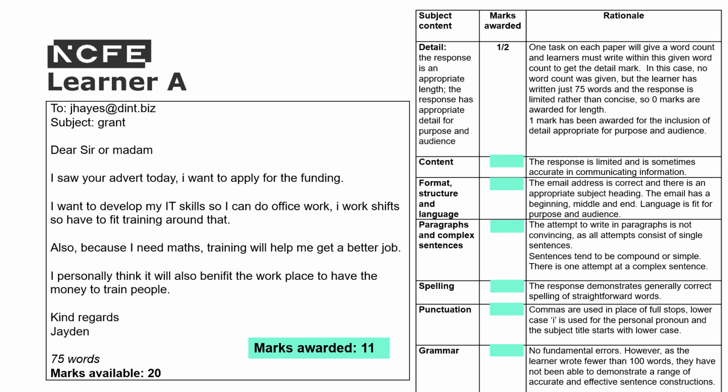One task on each paper will give a word count and the learner must write within this given word range. In this case, no word count was given, but the learner has just written 75 words, so it is limited and rather concise. So 0 marks are awarded for the length, but 1 mark has been awarded for the inclusion of detail appropriate for purpose and audience.